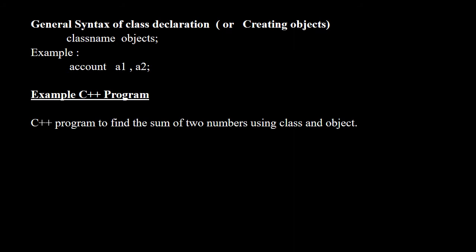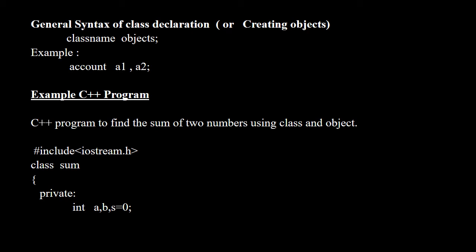Now let us see the complete C++ program of class definition and declaration. The program is for finding the sum of two numbers using class and object. As you all know, we start a C++ program with a preprocessor directive or header file, that is #include iostream.h. Then you have to define the class, that is class name. Sum is the name of the class here, and then open curly bracket, define the access specifier private.